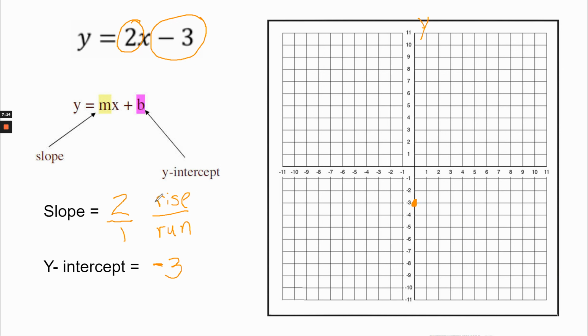And now we're going to use our slope. Our slope is 2 over 1, so it's telling us to go up 2 and then right 1. So I'm going to go up 1, 2, and then right 1, and put another dot. And then I'll do that again. Up 1, 2, right 1, and put a dot. And again, I will connect my dots with a straight line. And now I've graphed my equation y equals 2x minus 3.